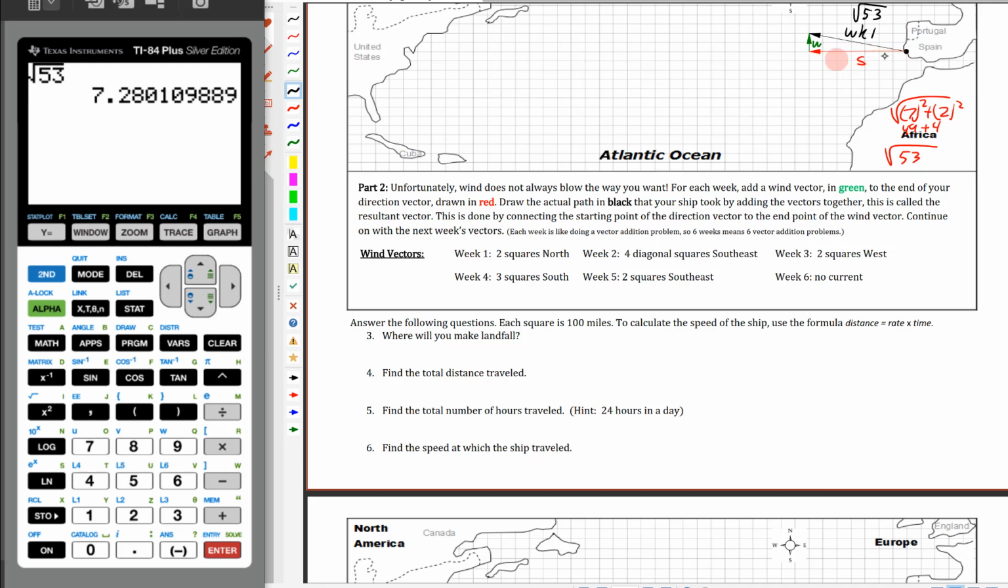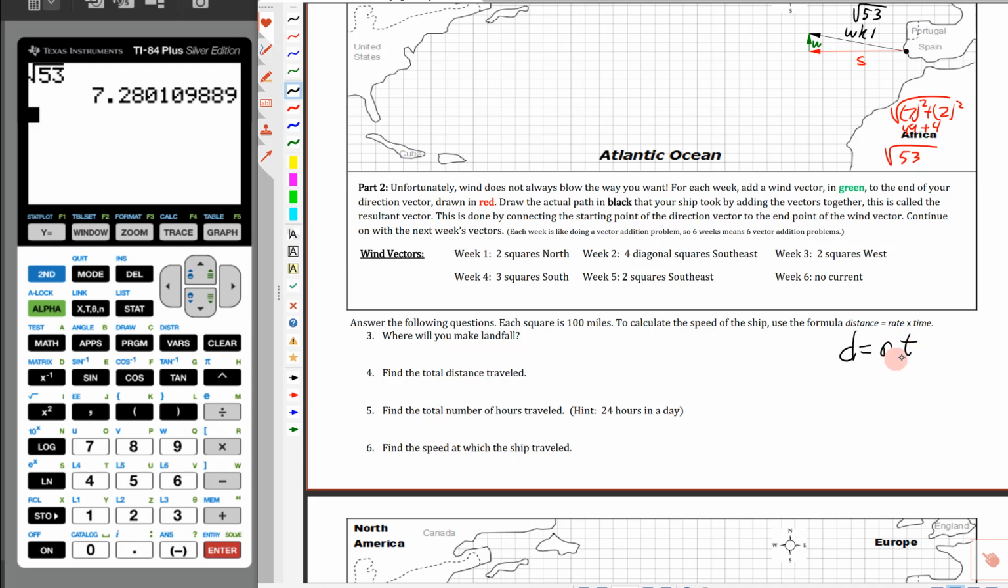So this is 700 miles to the west, 200 miles to the north. So altogether, this is going to be 728 miles from here to here. Now, you don't need to worry about that to the end, but you do need to be able to add up all of these vectors, figure out where you end up landing, and then you're going to need to use distance equals rate times time in order to figure out some of these other questions here. So this would be d equals r times t.